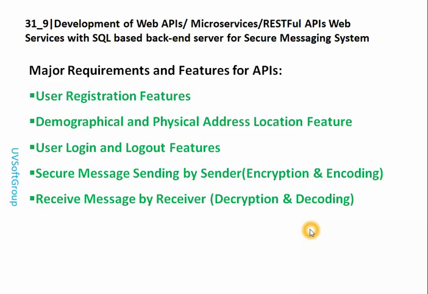So let's start the new challenge: how can we convert our web application functionalities to web services, or web APIs, or RESTful APIs, with the same functionalities. That's one. The requirement was the major features for these APIs. The user registration features have to be included, and demographic and physical address features have to be included with the implemented APIs. Logging in and logout features, and then a secure message sending mechanism with encryption and encoding, and receiving messages by the receiver through decryption and decoding algorithms. That means the released API should implement those features.